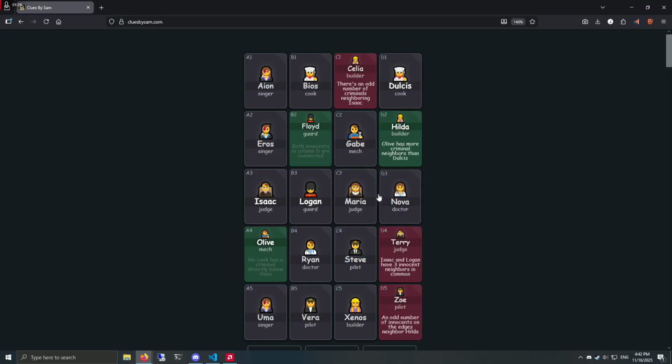And I still know there's a 1-1 here, and I know nothing about these two. An odd number of criminals. There's an odd number of criminals neighboring Isaac. Now, Isaac, I know you have three innocents here. I'm sorry, three innocents with Logan. So you have one, two, and then three here. That means one criminal here. If you're gonna be criminal number two, that will be even within an odd one. Therefore, you're an innocent.